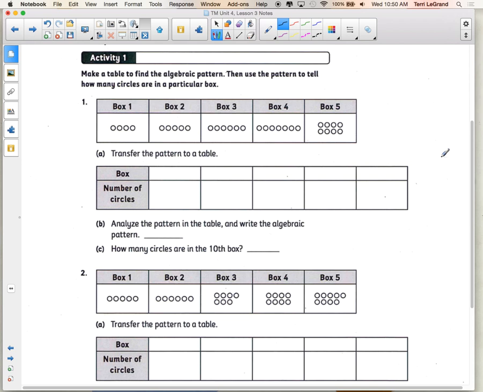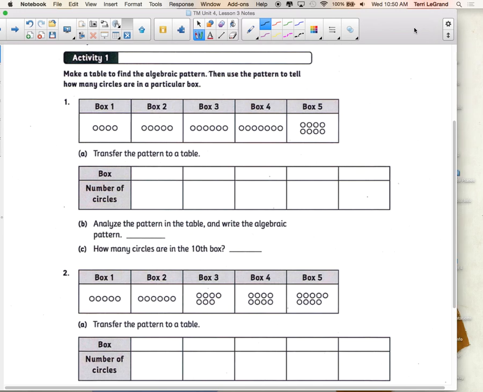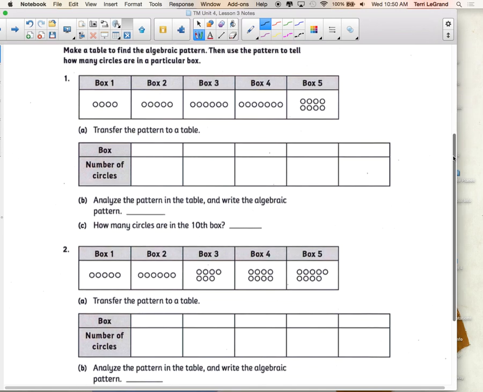Okay, so here's what we're going to be doing today. First of all, we are going to take a pattern that is going on and we're going to transfer it to a table, okay? So we're going to take this number 1 here in box 1, we'll put the 1 here, and the number of circles, we'll count up how many circles there are and put that in our number of circles area. So how many are there? 4. Okay, go ahead and fill out that table. You can do this by yourself. You can count.